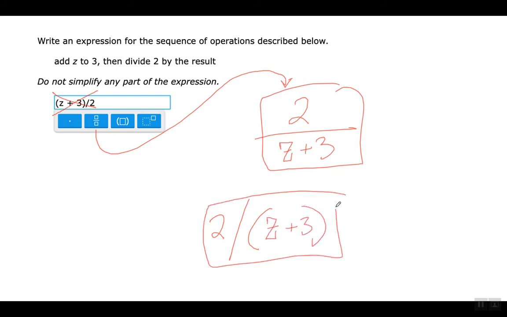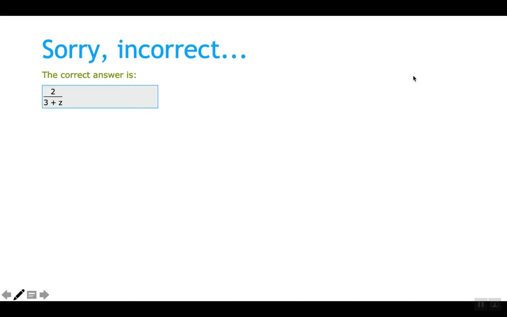Estos dos están correctos. Si usan este botón, se puede escribir de esta forma. Si no usan este botón, se escribe de esta forma. Yo estaba apurado y lo escribí mal al principio, porque dice sumar z a 3 y dividir 2 por el resultado. Así que si estamos dividiendo 2 por el resultado, el 2 va primero, va arriba. Okay? So this is the correct answer.